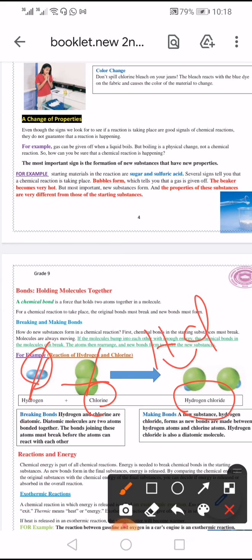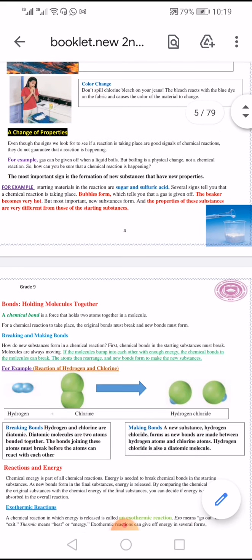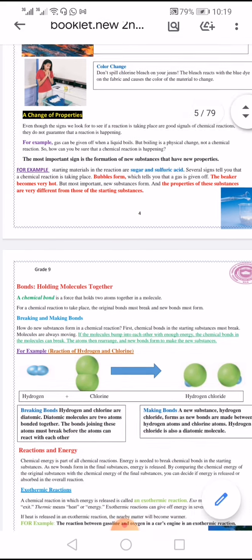Breaking a bond. Hydrogen and chlorine are diatomic, which means they consist of two atoms. Diatomic molecules are two atoms bonded together. The bond joining these atoms must break before the atoms can react with each other, making new bonds. A new substance, hydrogen chloride, forms as new bonds are made between hydrogen and chlorine. Hydrogen chloride is also a diatomic molecule.